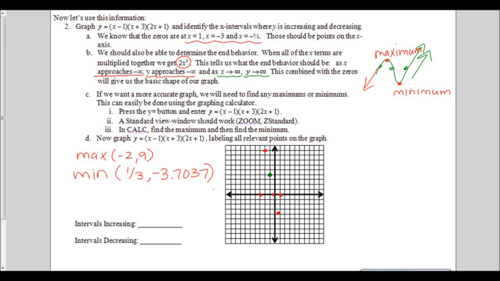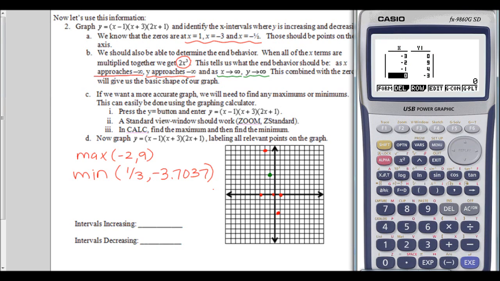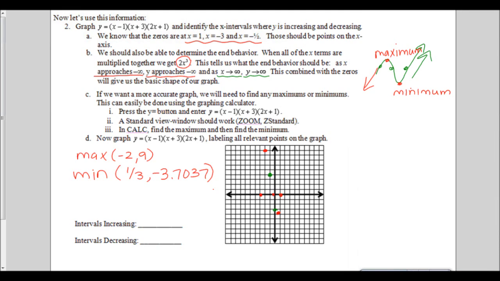Let's see what else I have that I could plot. If I keep on scrolling down here, I've got 0, negative 3. That's my y-intercept. I'm going to put that one on there. And then 1, 0 I already had on there. So that's about all that's going to fit here. I'm going to connect these dots. And there's my graph.